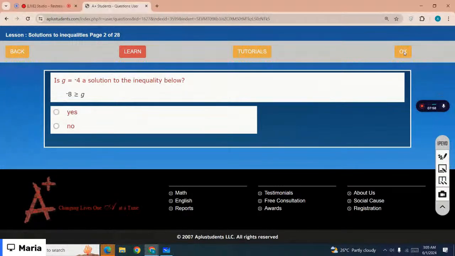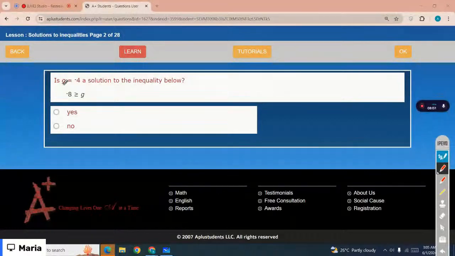Okay, the next one is: is g equals negative 4 a solution to the inequality below? You are given the value of g, that is negative 4, right? The inequality is negative 8 is greater than or equal to g. So replace the g with negative 4. Negative 8 is greater than or equal to negative 4. Is it true or false?